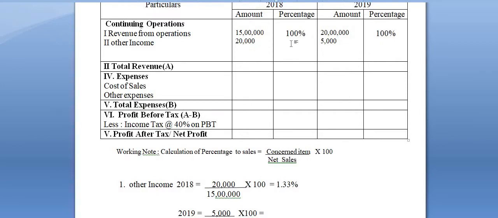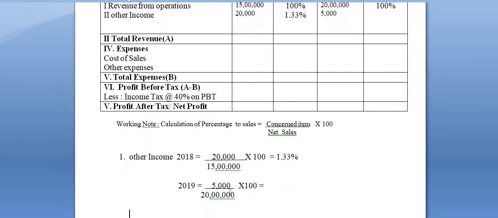Now write the same percentage over here, 1.33 percentage. Now for 2019 we have to calculate. What is the amount of other income in 2019? It is 5,000. So 5,000 divided by 20 lakh into 100 is equal to how much? 0.25 percentage.